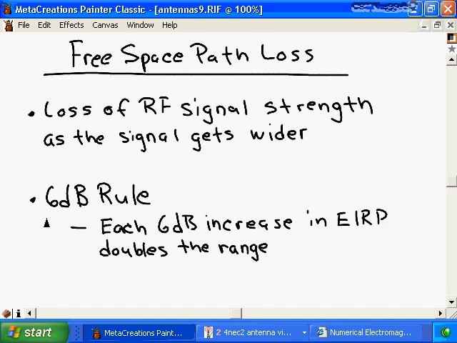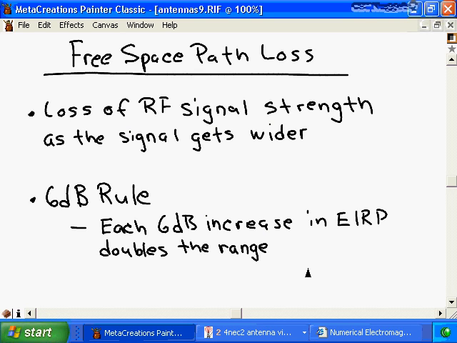And that rule is the 6 decibel rule, which states that for each 6 decibel increase in EIRP, the equivalent isotropically radiated power, as we learned in a previous video, that is the total effective transmission power of the entire device. So the device being the wireless access point, and its radio, its antenna, etc. So for each 6 decibel increase in EIRP, you're doubling the range.